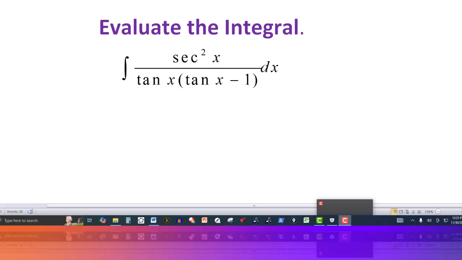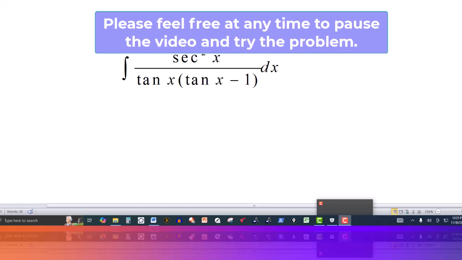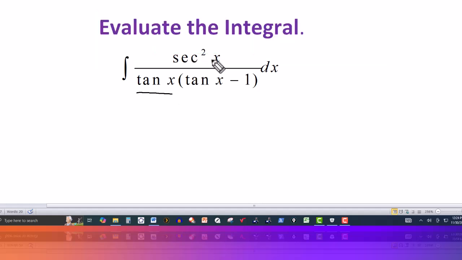In this video, we have the integral of secant squared of x over the product of tangent of x and tangent of x minus 1. Now, the derivative of tangent of x is secant squared of x. And if I take the derivative of tangent of x minus 1, well, the derivative of negative 1 is 0. So I'm left with the derivative of tangent of x, which is secant squared of x.